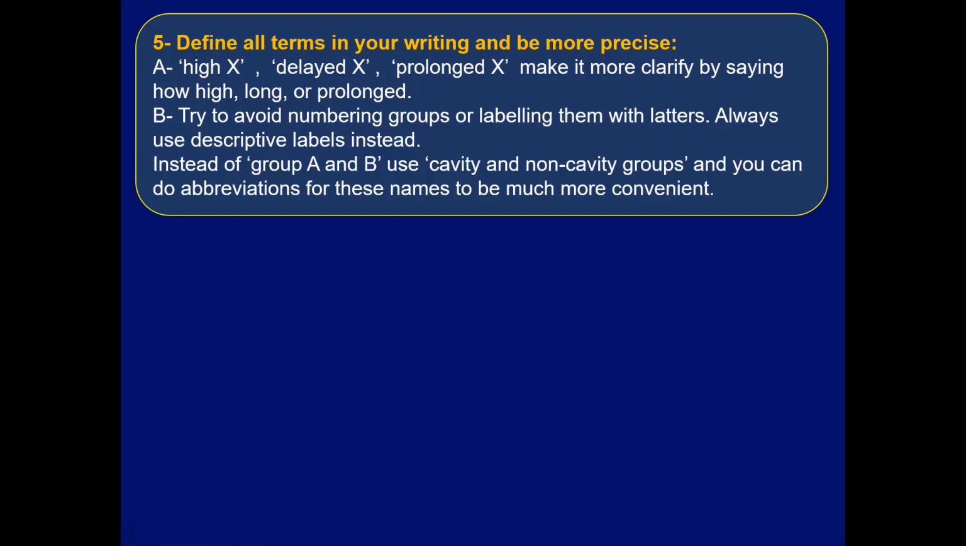Try to avoid numbering groups or labeling them with letters. Always use descriptive labels instead. Instead of saying group A and B, you can name the groups differently, for example, cavity and non-cavity groups. You can abbreviate these names to be more convenient, the cavity or non-cavity, but don't just stick to the letters: group 1, group 2, group A, group B. This is not scientifically accepted in most papers and even theses, more specifically.